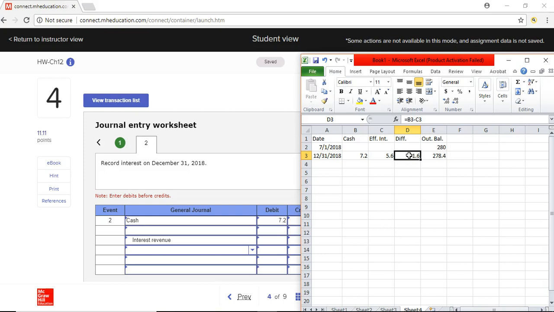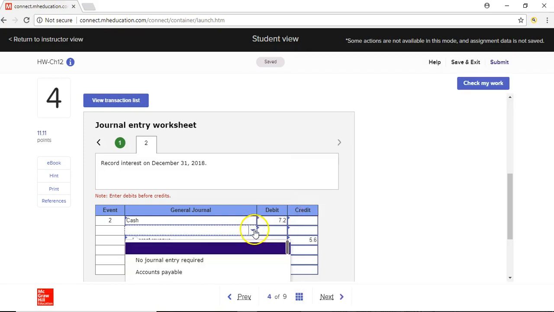The difference is to amortize premiums or discount. In this case, they have the premiums on the debit side, so we credit premiums for $1.6 million.